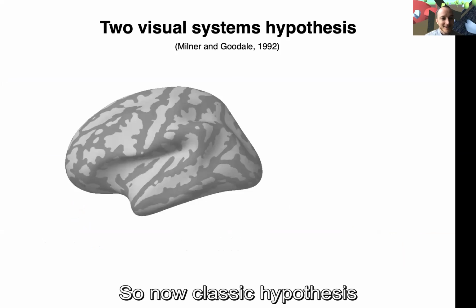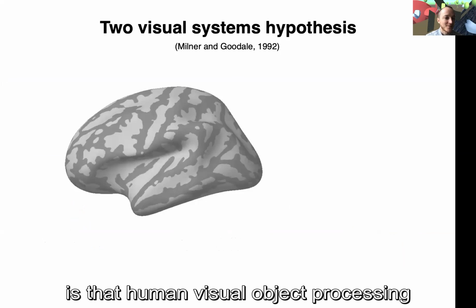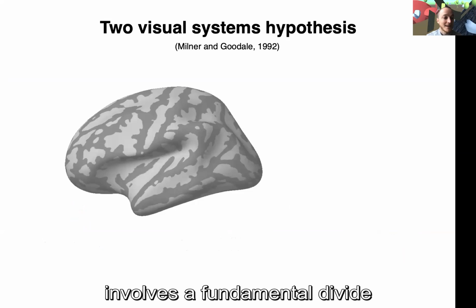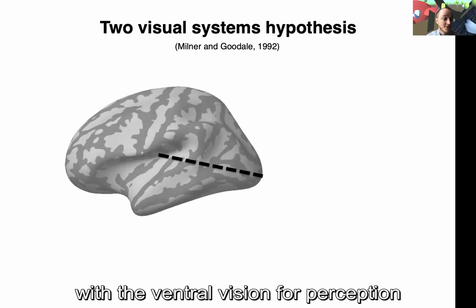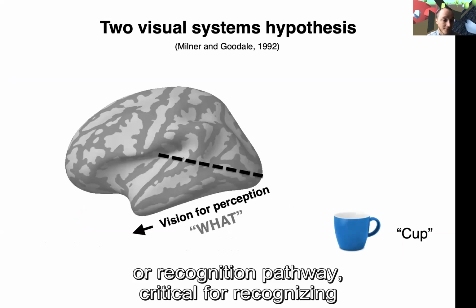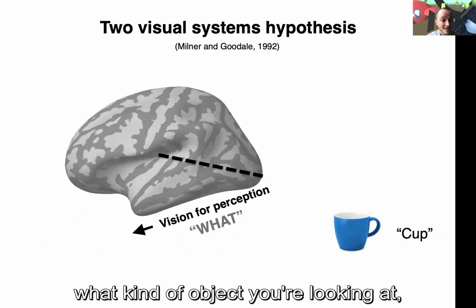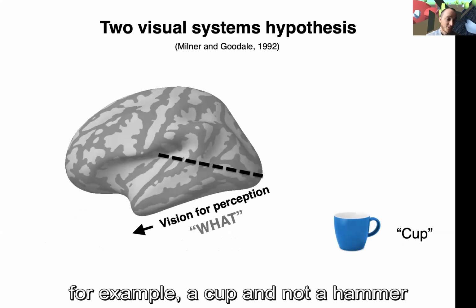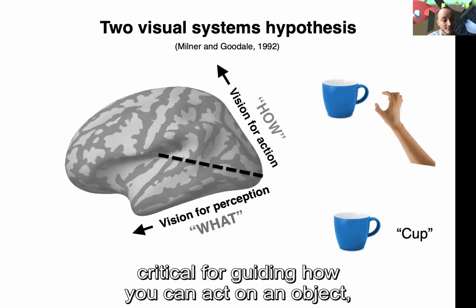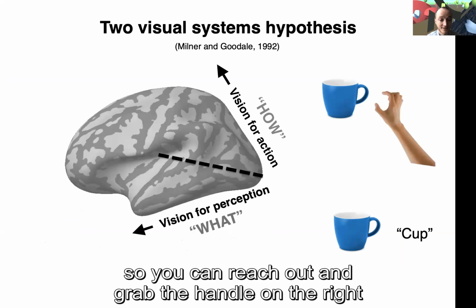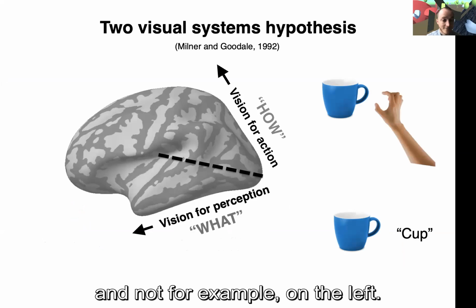So, a now classic hypothesis is that human visual object processing involves a fundamental divide between systems for perception versus action, with the ventral vision for perception or recognition pathway critical for recognizing what kind of object you are looking at, for example, a cup and not a hammer, and the dorsal vision for action pathway critical for guiding how you can act on an object, so you can reach out and grab the handle on the right and not, for example, on the left.